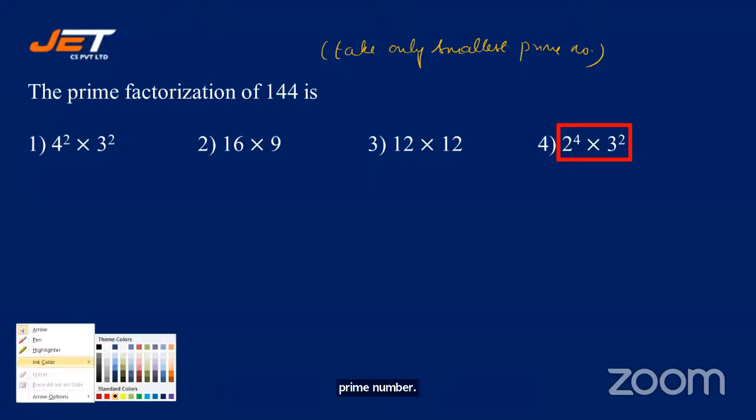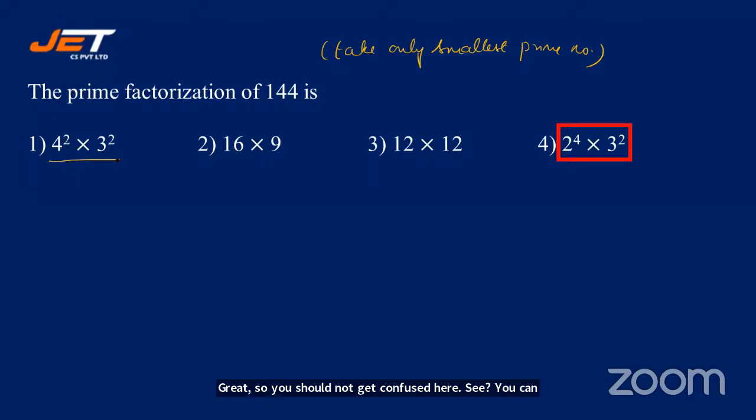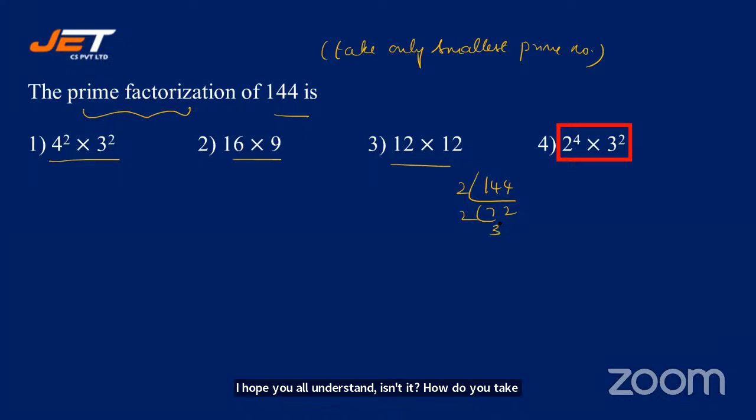See, you can see that 16 into 9 is also 144. 12 into 12 is also 144. But when you talk about prime factorization, you should take only the prime number and that too the smallest prime number. I hope you all understand, isn't it? How do you take LCM for this? 2, 3, like that. Okay, so it should be the smallest prime number. That is why we have selected option 4, that is 2 power 4 into 3 square, as the prime factorization. All right. So good. Let's move on to the next question.